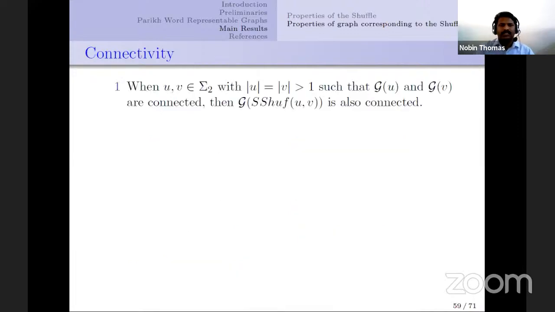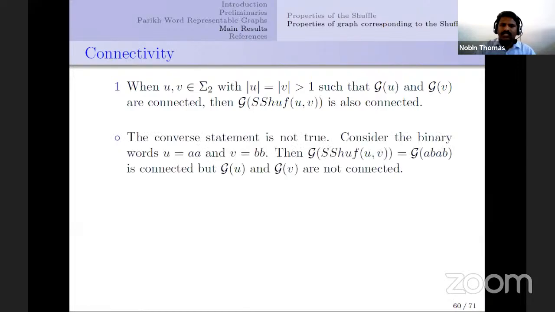Now we have a result about connectivity. When u and v are two binary ordered alphabet words having the same length with at least one letter, such that G(u) and G(v) are connected, then their shuffle is also connected. The converse of the above theorem is not true. Consider the binary words u equal to AA and v equal to BB. Then its shuffle is AB, which is a core word. Therefore, the corresponding graph is connected, but neither u nor v is connected, because u and v are not core words.